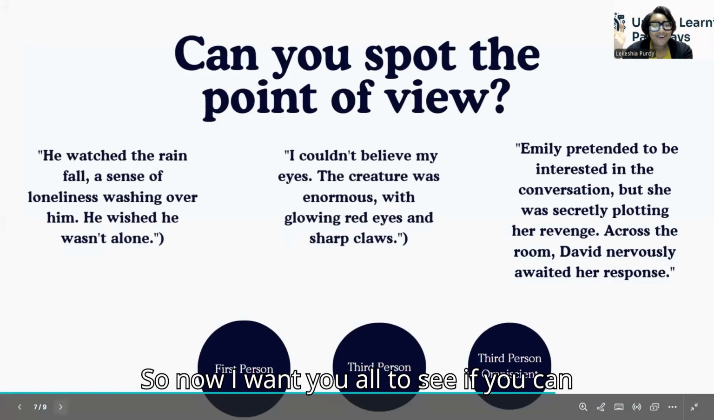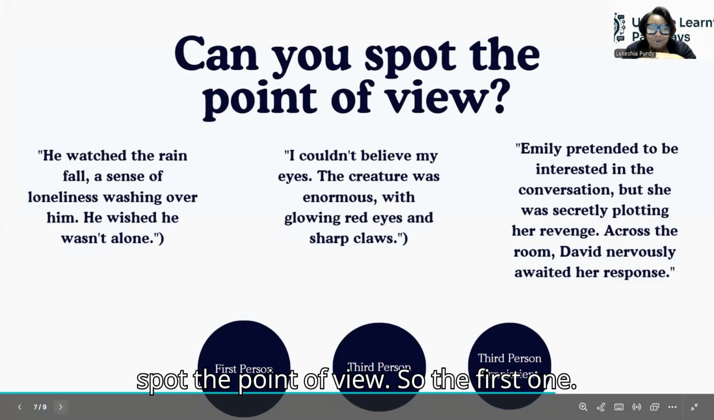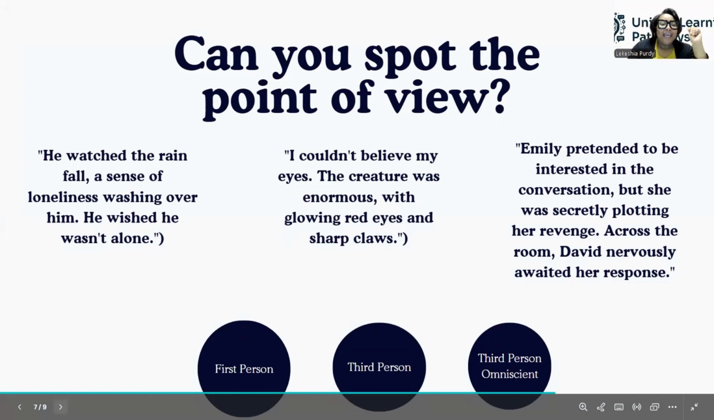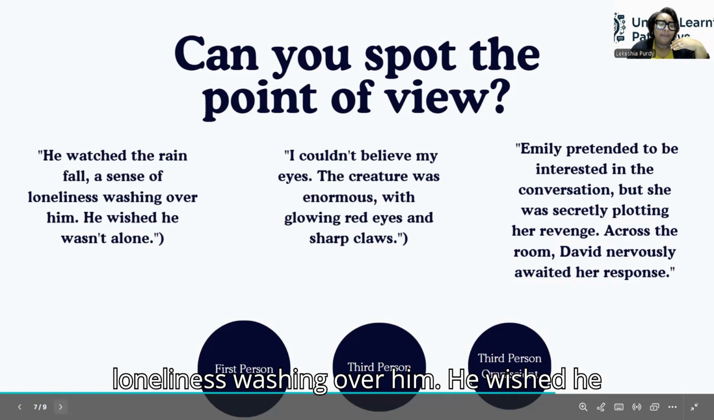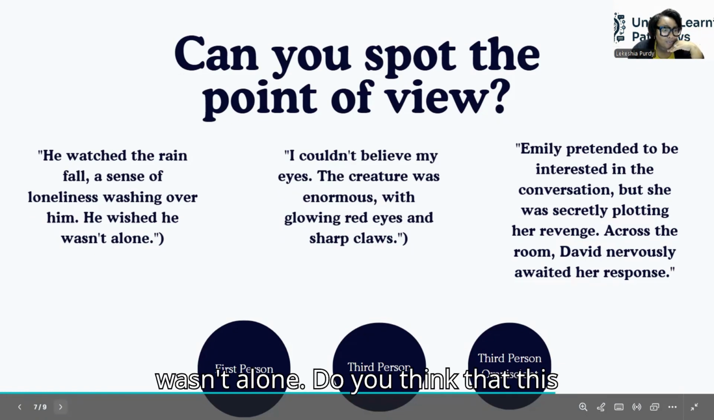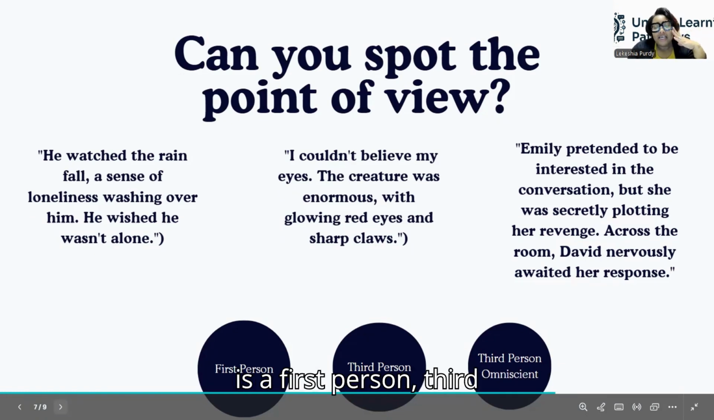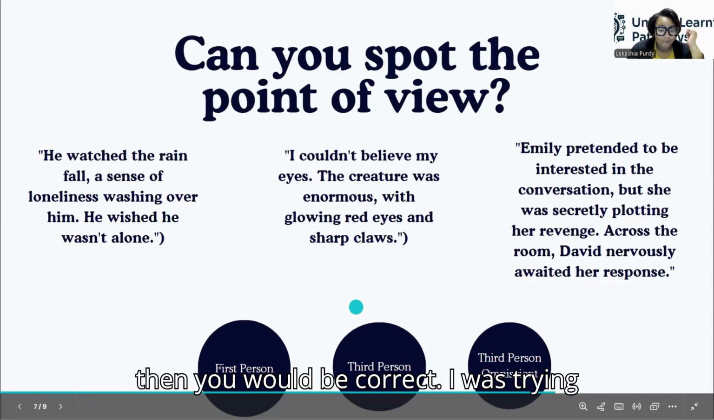So now I want you all to see if you can spot the point of view. So the first one: he watched the rain fall, a sense of loneliness washing over him. He wished he wasn't alone. Do you think that this is a first person, third person limited, or third person omniscient? So if you guessed that it was third person omniscient, then you would be correct.